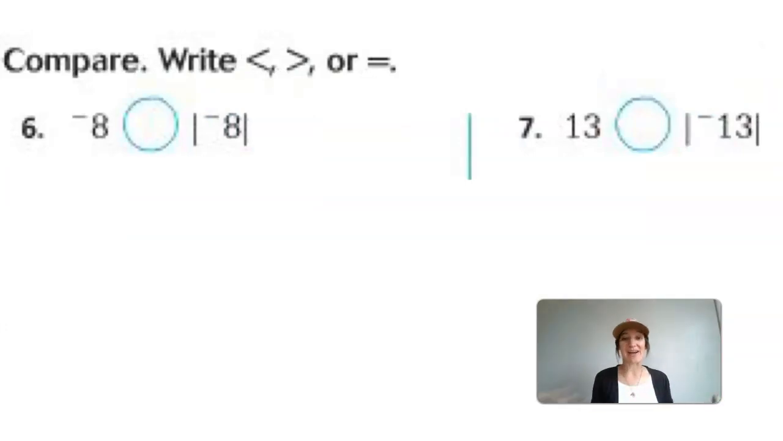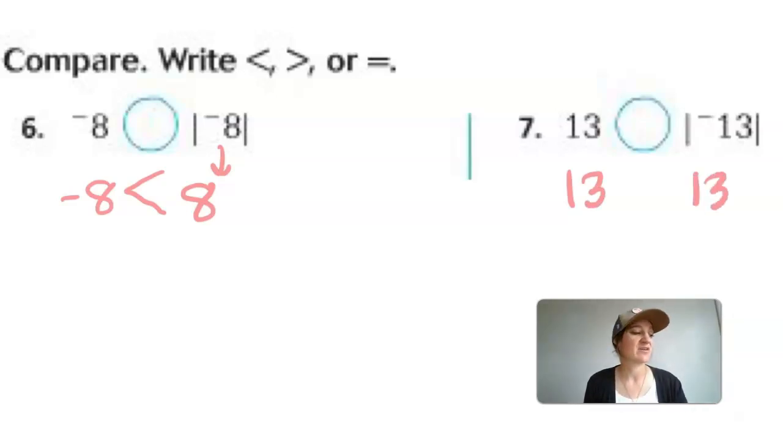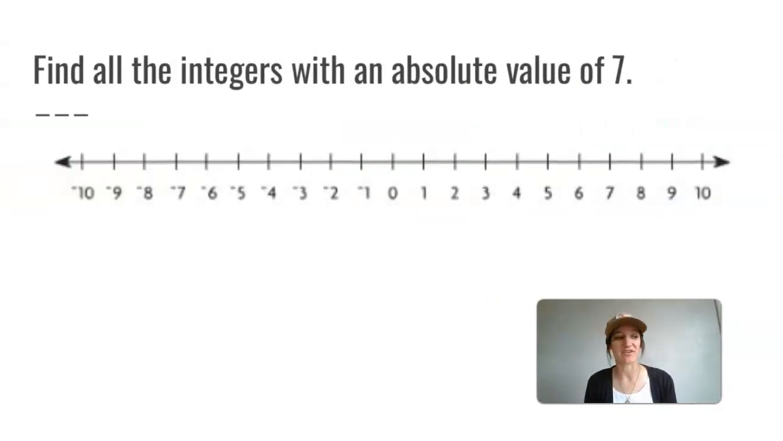So we can compare absolute values with regular numbers. What I would suggest doing is rewriting it with its actual value. So the absolute value of -8 is 8. Therefore, -8 is less than the absolute value of -8. Okay, so 13 compared to the absolute value of -13. Let's see, the absolute value of -13. -13 is 13 away from 0. That's an example of when they're both equal to each other.